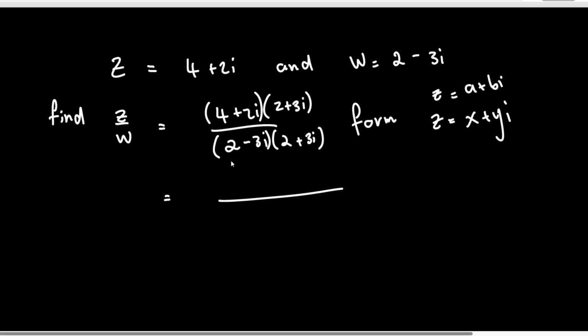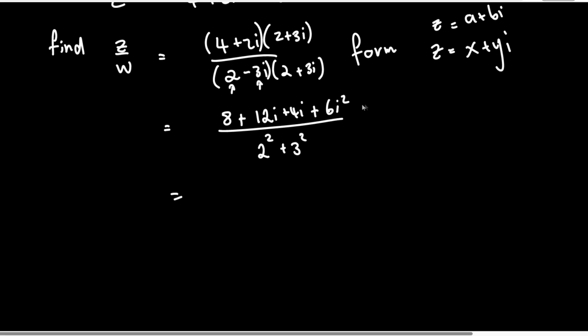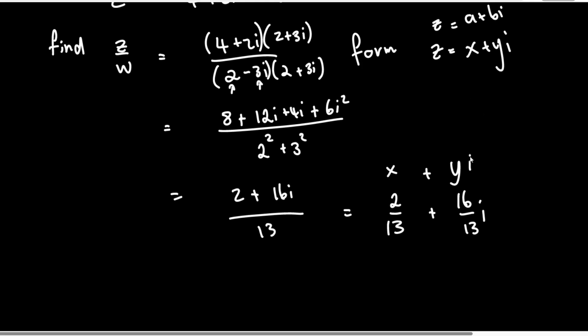From my earlier proof, I know that I can just take this number squared plus this number squared. That's very simple: 2 squared plus 3 squared. And then at the top, we're going to get 8 plus 12i plus 4i plus 6i squared. 6i squared becomes minus 6. So that's 2 plus 16i over 4 plus 9, which is 13. Now I can simplify this if I really wanted to. I can say 2 over 13 plus 16 over 13i. And there we go, we got it in the form x plus yi. Although these are fractions, it's okay, it doesn't really matter.